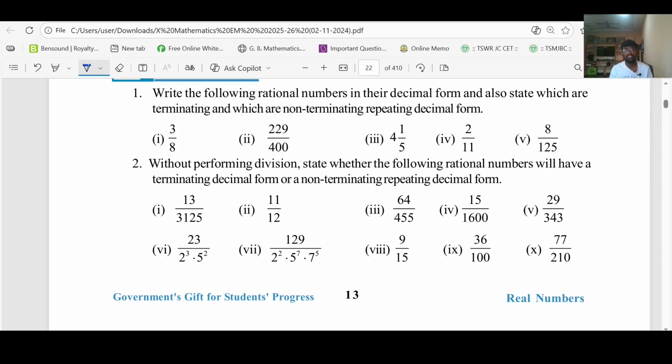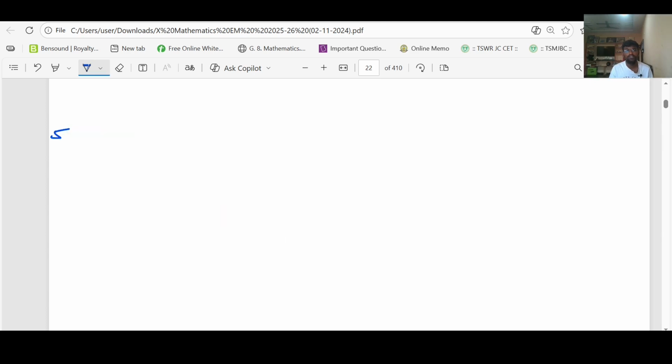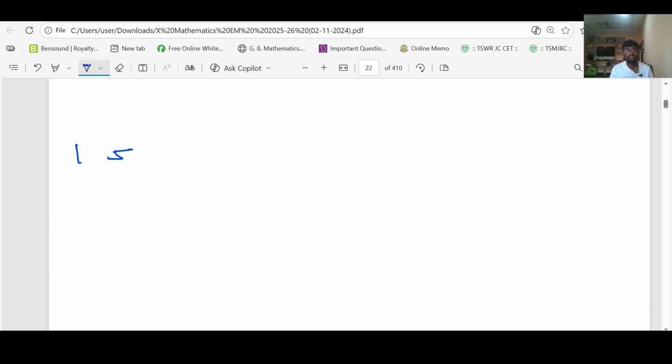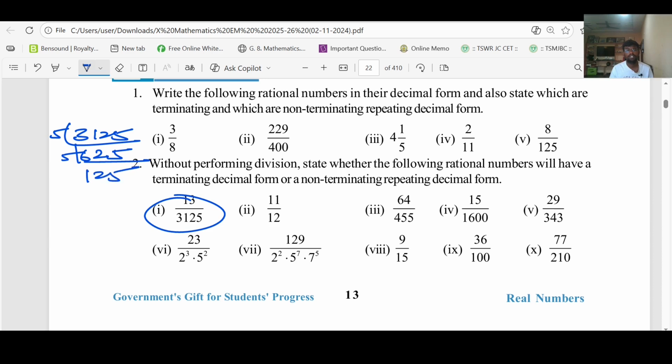All these are factors. Find out the prime factorization of 3125. We will go for the 5 table. Why? Because it is not divisible by 3. 5 sixes are 30, 1 is the remainder. 5 twos are 10, 2 fives are 25, 125 times 5, 5 twos are 10, 2 is the remainder, 5 fives are 25. It is 5 power n something. We can say that it is terminating.